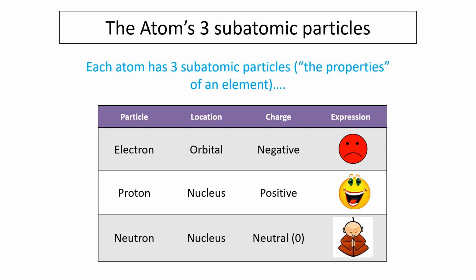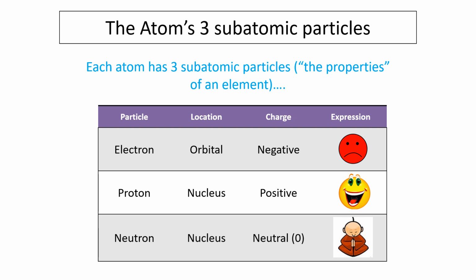Atoms are composed of three subatomic particles. The first one is the electron. The electron is the smallest of the three subatomic particles. However, it is mighty powerful. In fact, the electron is the reason why elements can make chemical bonds. It is located orbiting around the nucleus and it has a negative charge.